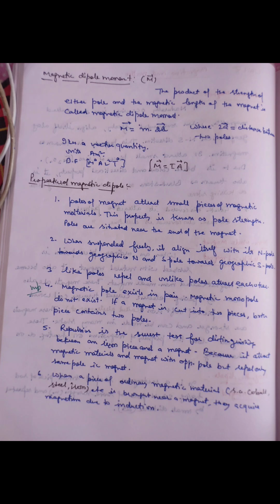A rectangular shaped man-made magnet is called bar magnet or magnetic dipole. The product of either pole strength and the length of the magnet is called magnetic dipole moment. There are some properties of magnetic dipole. Magnetic monopole does not exist.